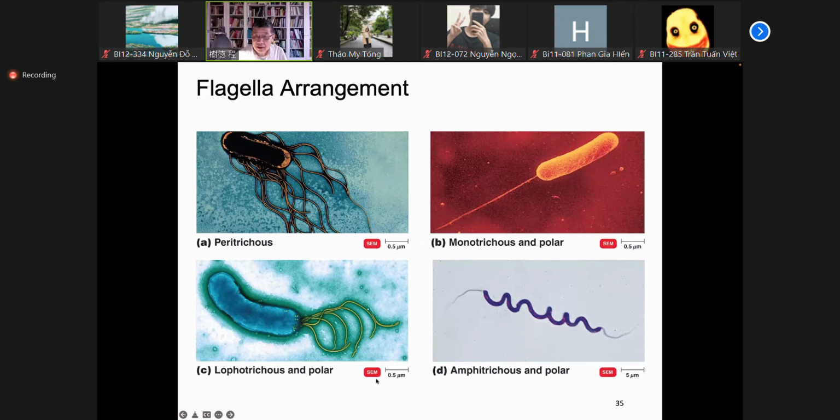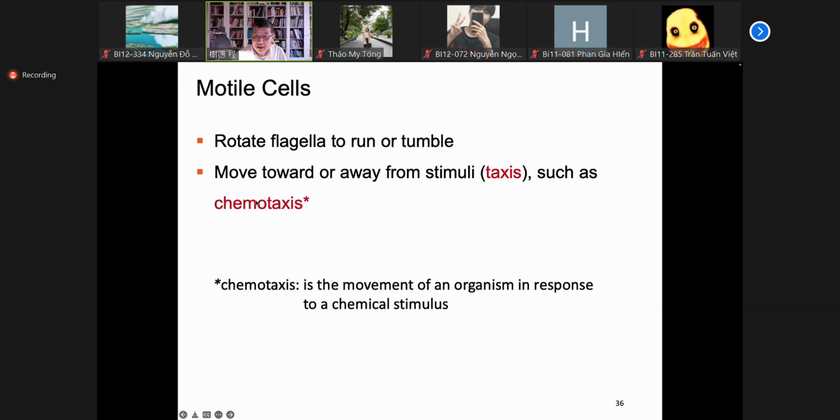So these are the four different arrangements. It has their function in propelling cells towards a place where they can find a mate. Okay, and this motility is called taxis. If it's moving toward the chemical, it's called chemotaxis.